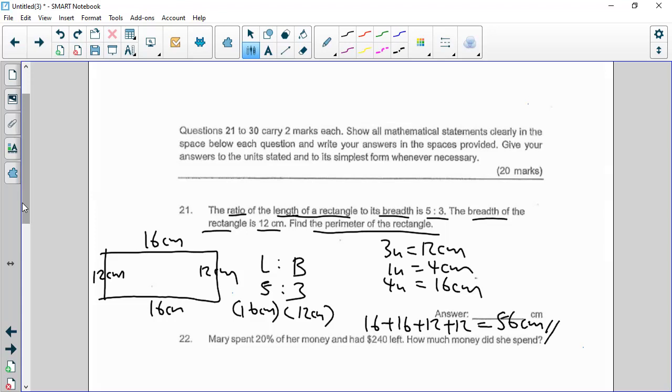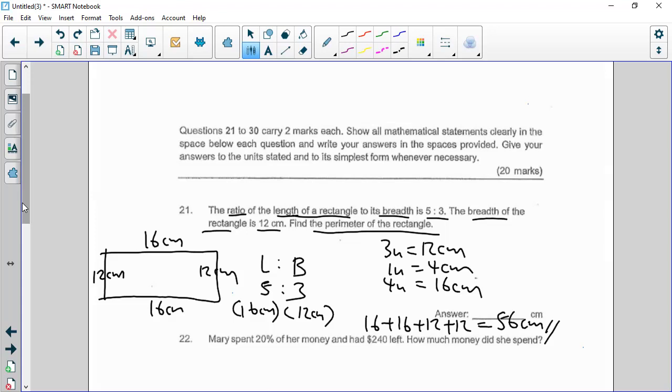I have a question. Okay, let's give others a chance first. Karina, you raised your hand, right? It said that the length is 5 units, right? The length is 5 units, yes. But why did you write 4 units equals 60 cm?